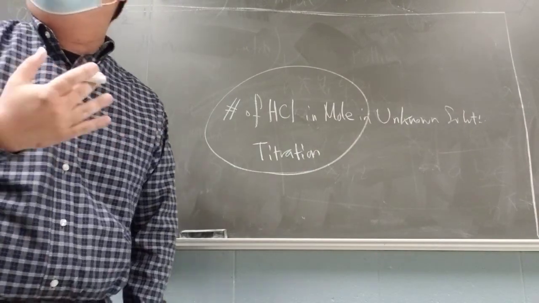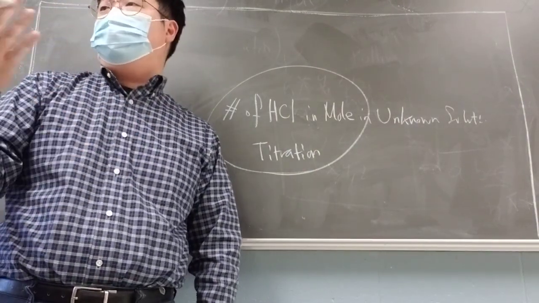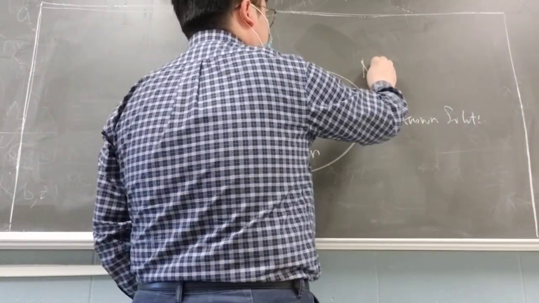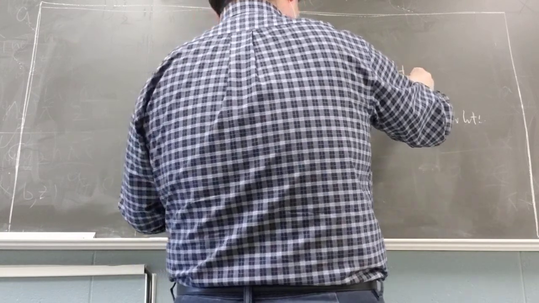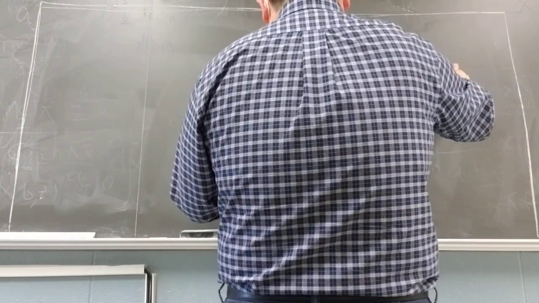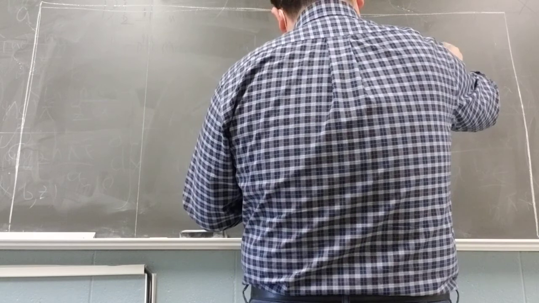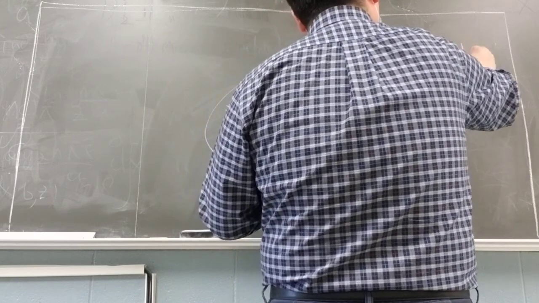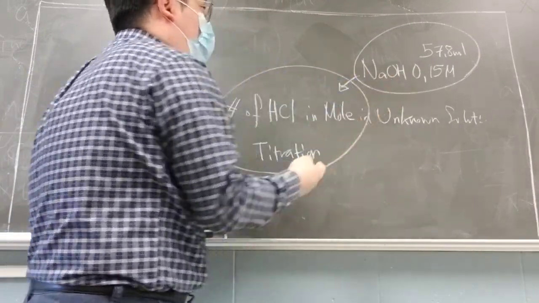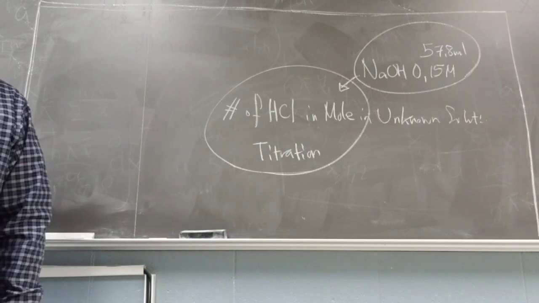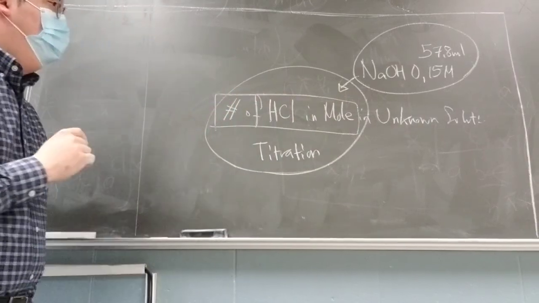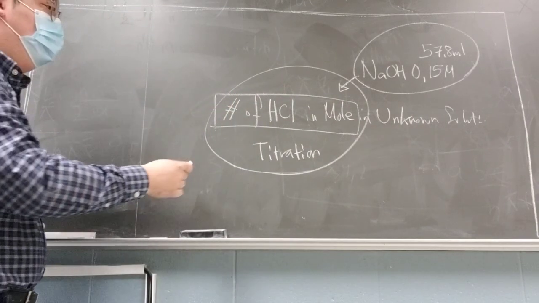So this is why we want to use counter ions, which is some basic compound like sodium hydroxide. So we used the sodium hydroxide. It was 0.15 molar concentrated, and we had about 57.8 milliliters. Okay? And now you titrate this unknown solution using this one, and then it has the equivalence point. Okay, and then you can find out what was the moles of the HCl in the unknown solution initially. Okay?